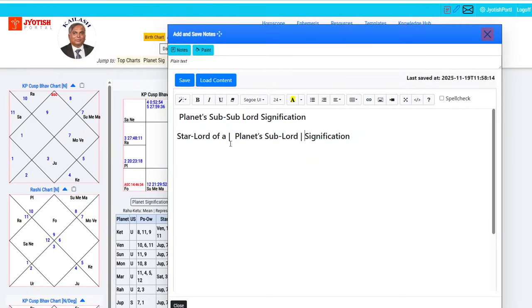Let me show you where to find these two significations on Jyotish portal, and I will dwell a little bit on why these are required. See, I personally don't make use of the sub-sublord or even the star lord, but I'll show you why there is usually a request to accommodate the signification and how these are used when analyzing a birth horoscope.